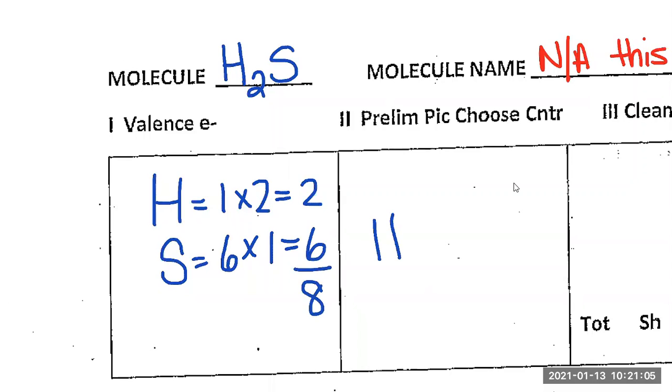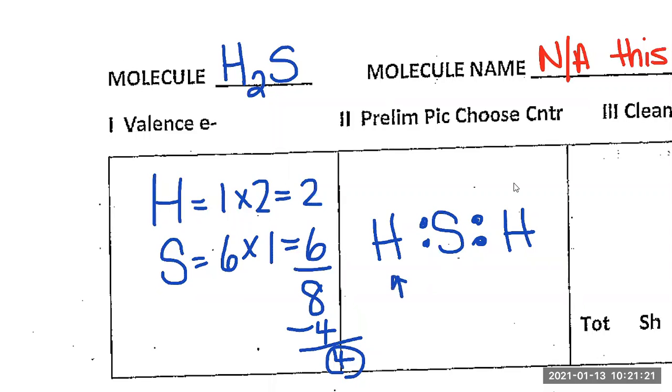We do our preliminary drawing, H, S, H, our S in the middle, our H's around it. We'll connect our hydrogens with dots. That takes care of 4 electrons, but what about the other 4? Where are they going to go? Do we have any exceptions here? We do. Hydrogen's an exception. It only wants 2. So hydrogen's done, right? It's already got 2. Each hydrogen has 2 electrons. But our sulfur, it needs 8.